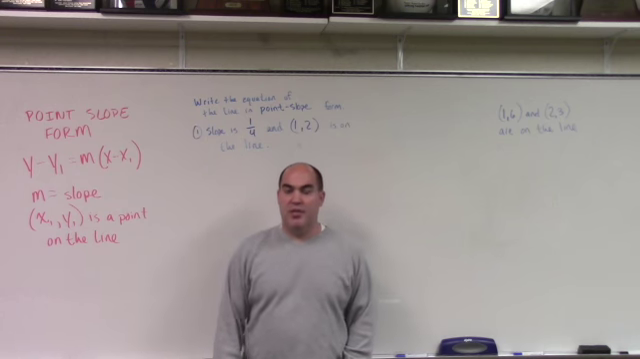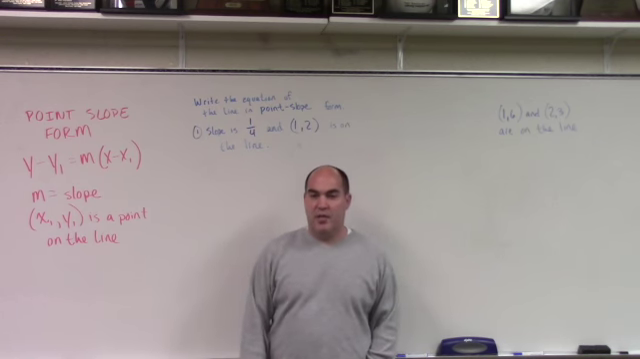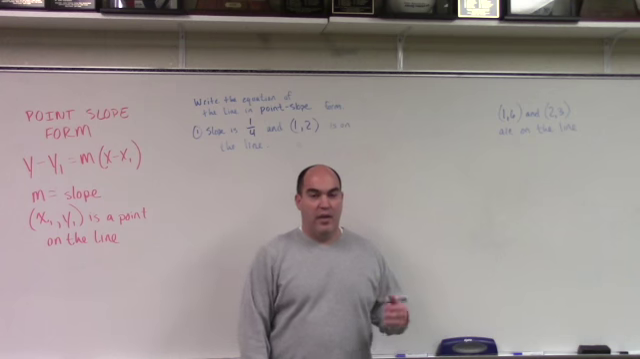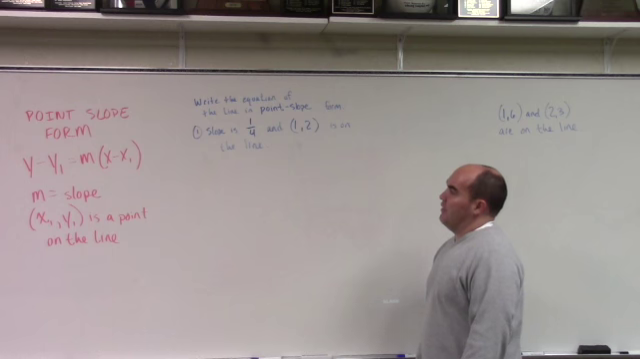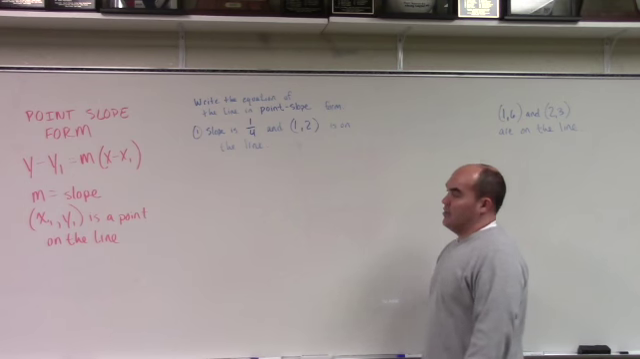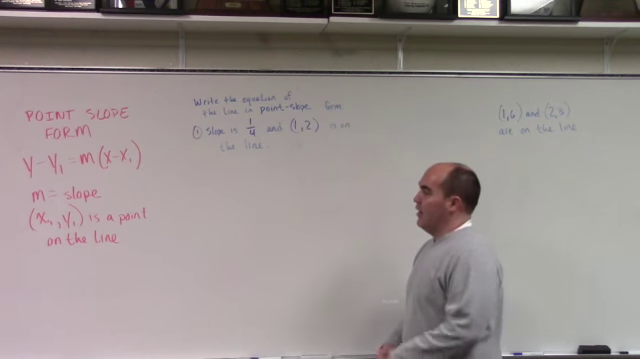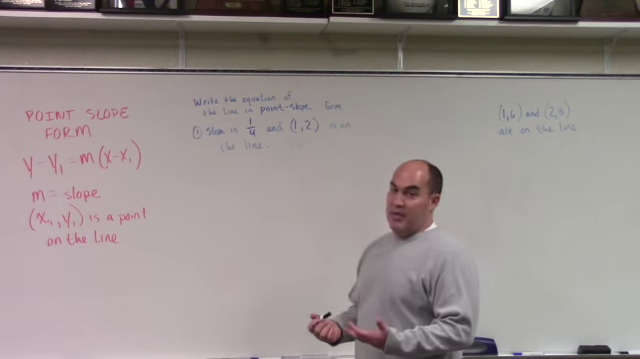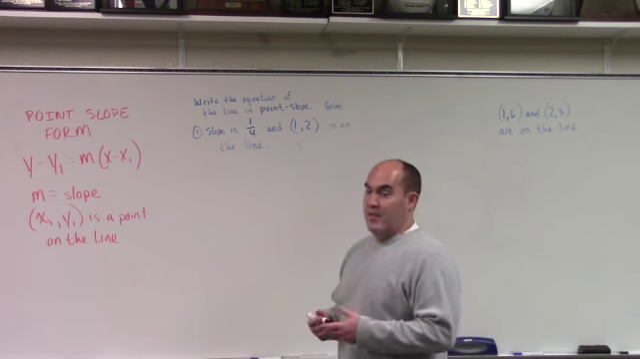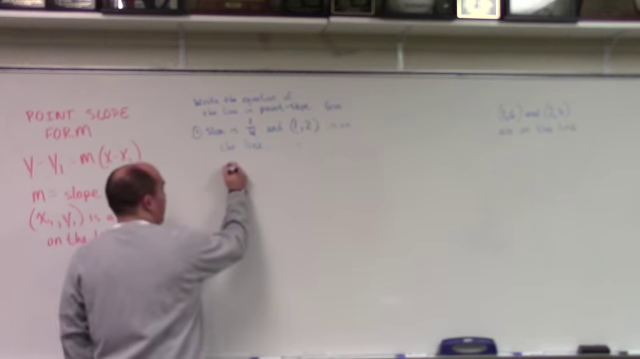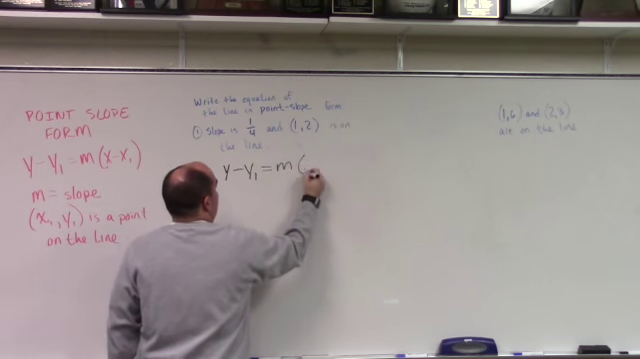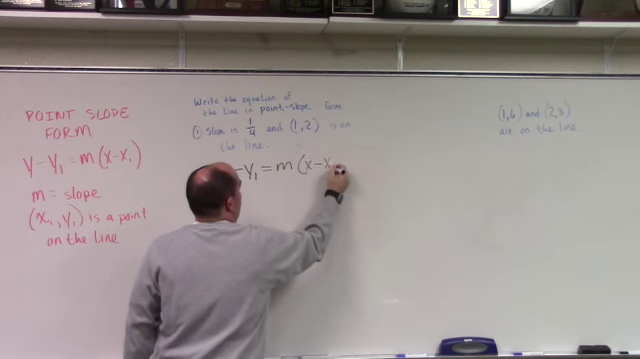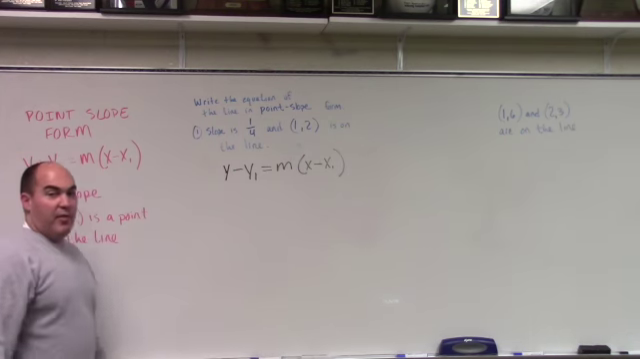Okay, so I'm going to show you how to use it to do the same type of equations we did yesterday with the slope-intercept form. Alright, so it says write the equation of the line in point slope form. Slope is 1/4 and (1, 2) is a point on the line. Now, this is going to be super simple because it's basically like just filling in the pieces of a puzzle. So, we're going to write down y minus y1 equals m times x minus x1. And now we're just filling in the pieces.